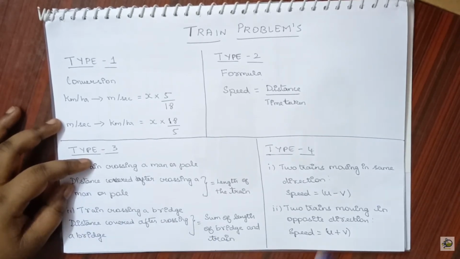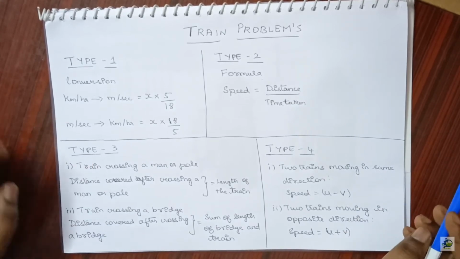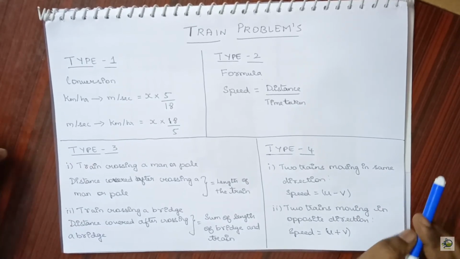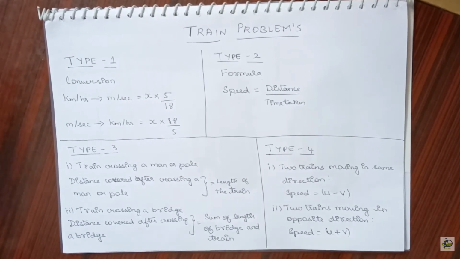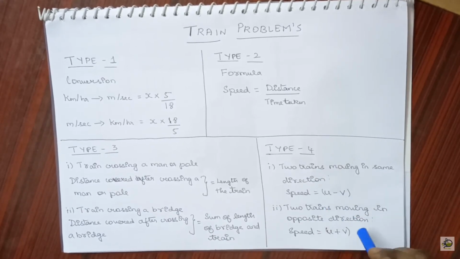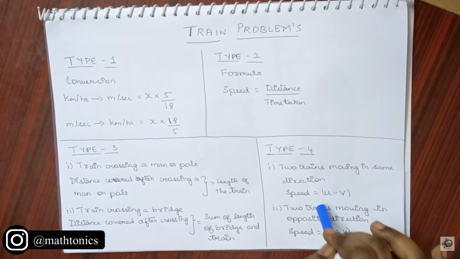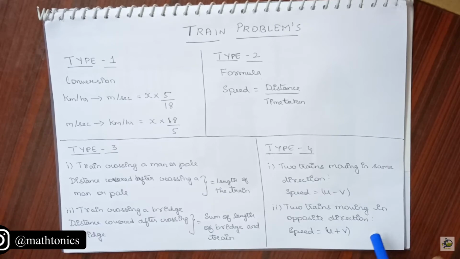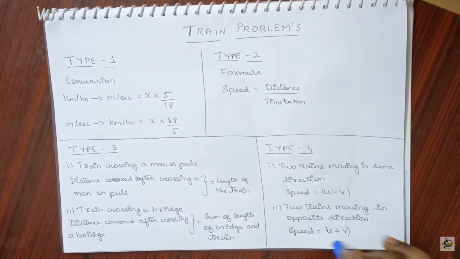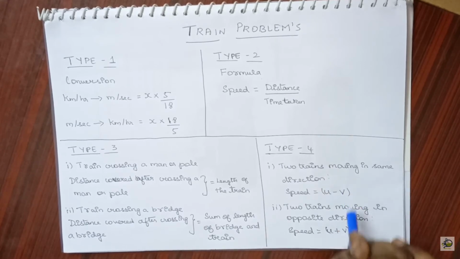Next is type 4. Here they will give you two trains and they will ask whether they are coming in the same direction or in the opposite direction. For such problems, we have to calculate the speed in a different way. When the trains are moving in the same direction, the speeds of the trains get subtracted. When the trains are moving in the opposite direction, the speeds get added. You have to keep this in mind while solving these kinds of problems.